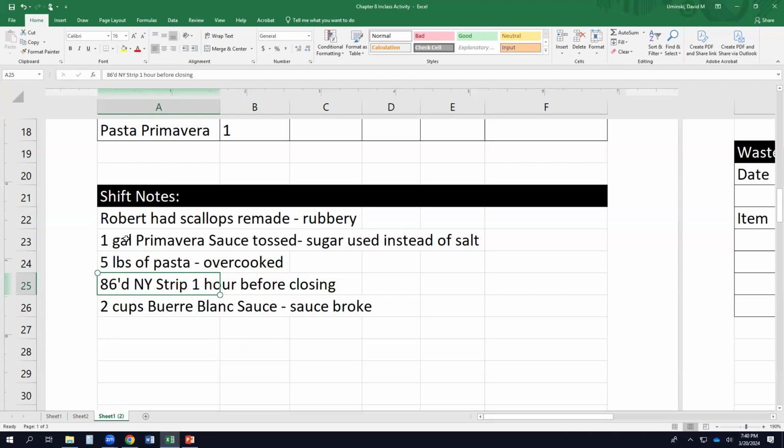Maybe that means, you'll see in just a moment how many we prepared for New York strips, and then maybe that means, okay, next time we've got to prepare a few more, because we ran out an hour before. We don't want to have that issue. Okay. We're going to come back to these shift notes in a moment.